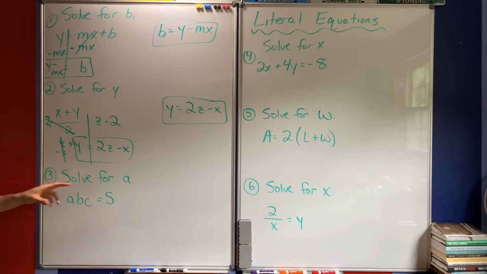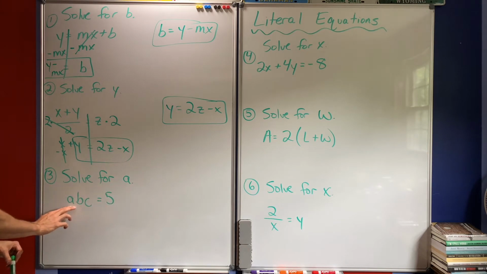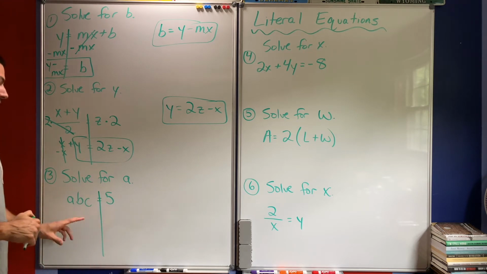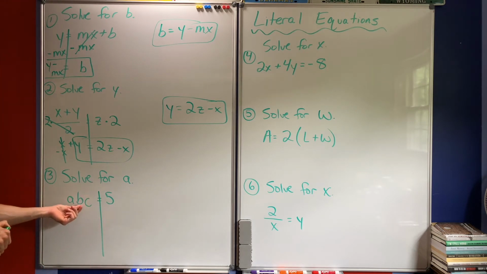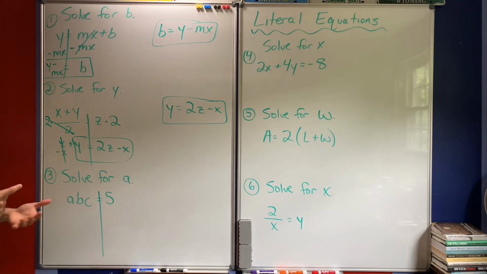All right, moving on. Number 3, solve for a. And this says abc equals 5. And this is a tricky one. I want to get the a by itself. So the a is here on the left with b and c, and that is equal to 5. So again, you have to think, all right, if I'm getting a by itself, I have to cancel out b and c. But how would I do that? How would I cancel out b and c?